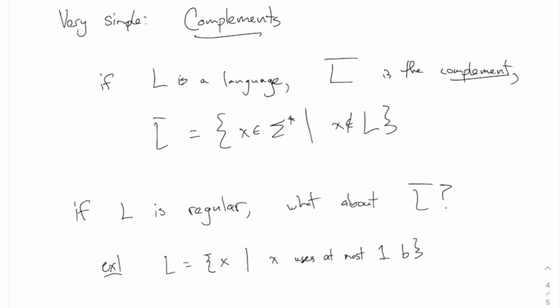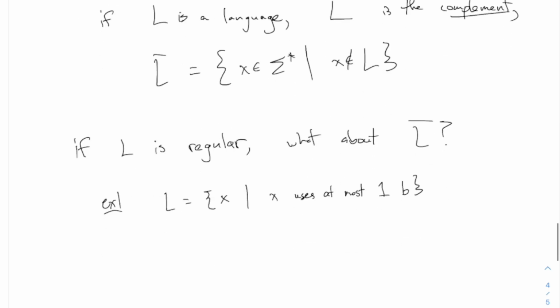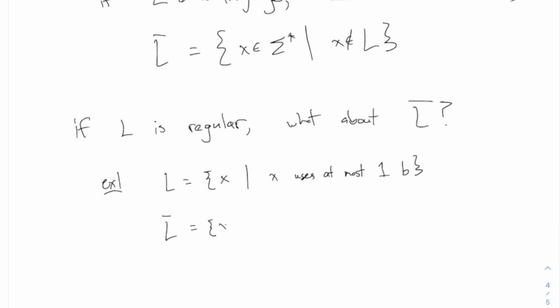That was the language on the quiz today. Then L bar is the set of all x such that, how would you say in words what L bar is? You want to say basically the opposite of that. 2 or more B's? Yeah, 2 or more B's. X uses 2 or more B's. Now, the first one is a regular language because there is a DFA which accepts that language. What about the second one? Could you make a DFA that accepts L bar?